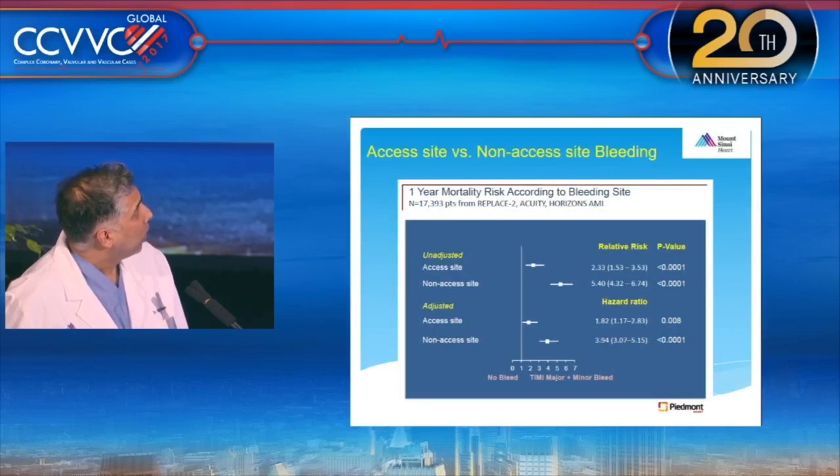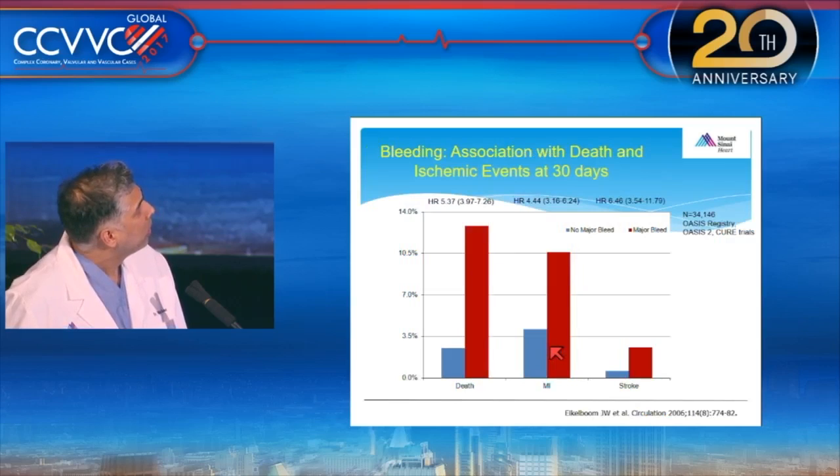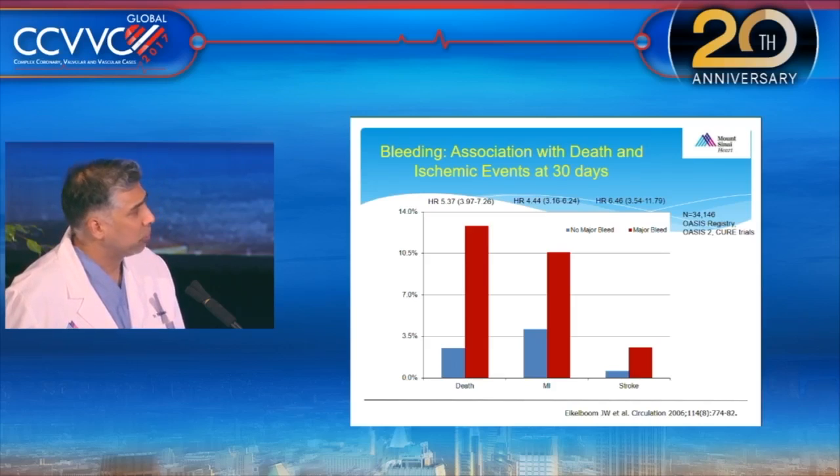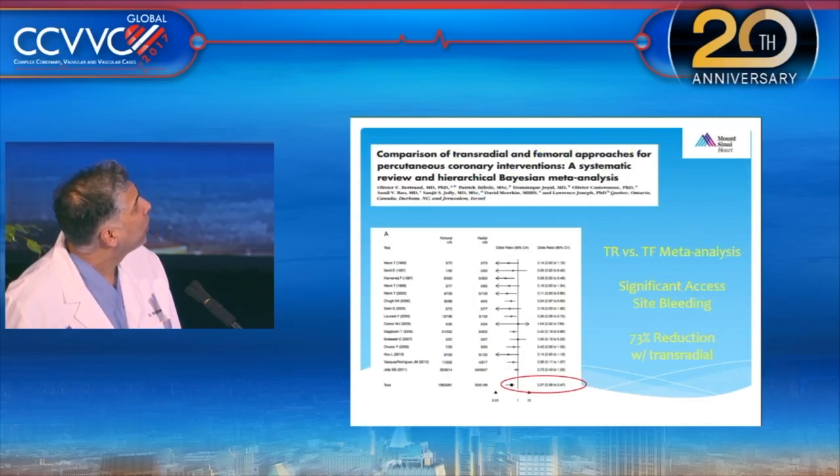outcome. This is similar pooled data that shows that regardless of the type of bleeding, access site or non-access site bleeding, there's still a higher risk of mortality. More pooled data which shows that MI and stroke also are highly correlated with major bleeding with your procedure for ACS. So bleeding is a big deal. It's not a big surprise.